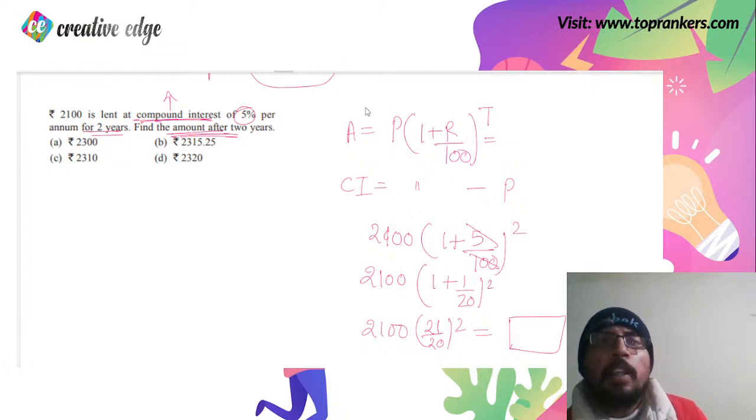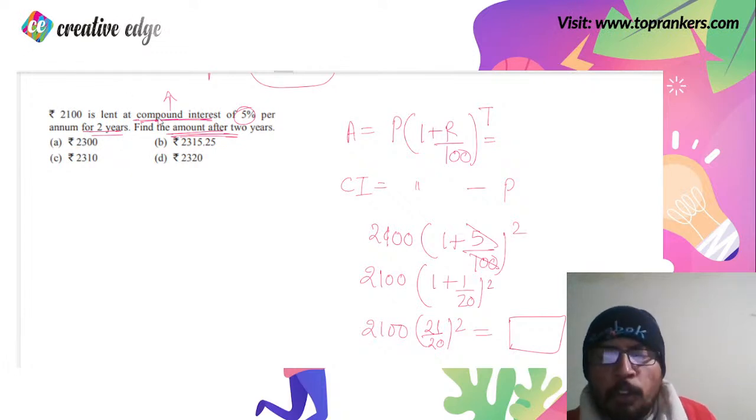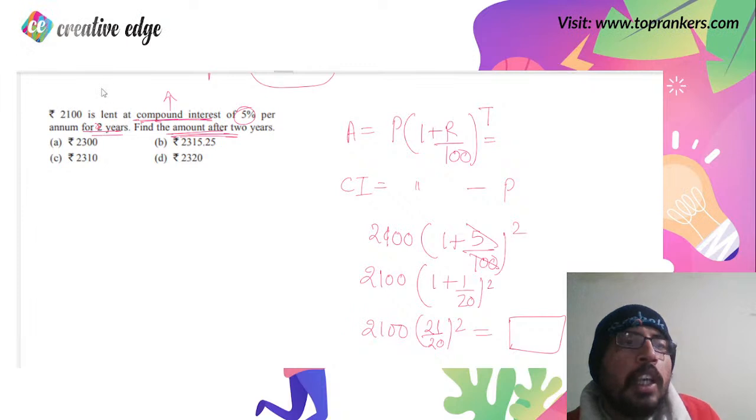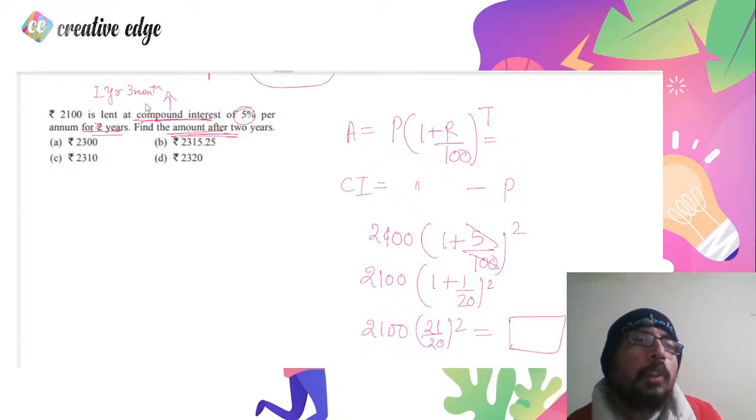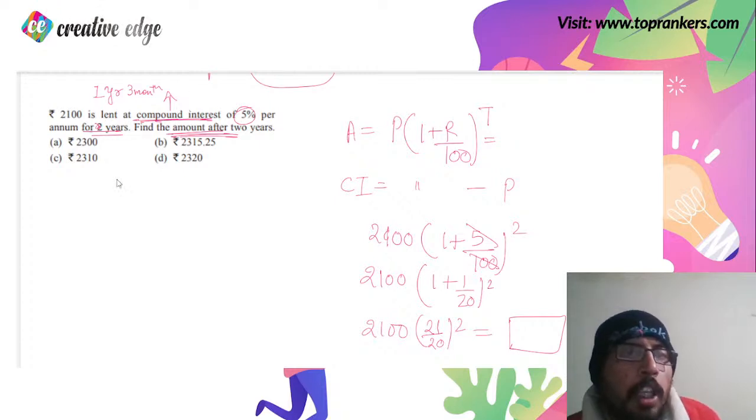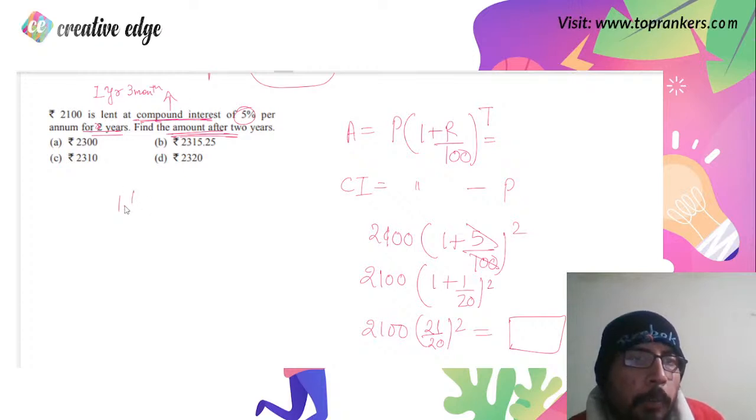This is a very straightforward question, as I have already told you that you should be using this formula. But what if instead of 2 years, I tell you the time is 1.5 years, or 1 year 3 months? How are you going to calculate compound interest? 1 year 3 months is basically 1 year and 1/4 of the next year. So that is 5 by 4 total years.